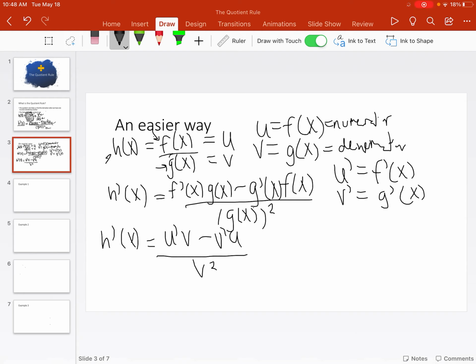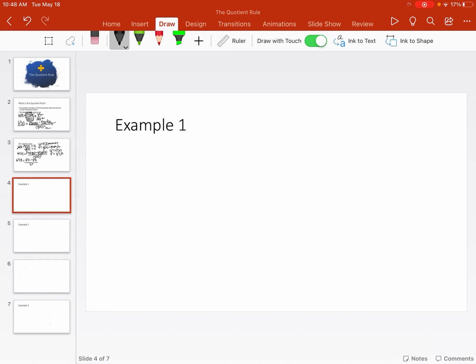It's neater in your head. It's got a nice ring to it. If you read this out, you got u prime v minus v prime u divided by v squared. That's got a better ring to it than f prime of x times g prime of x minus, and so on. That's much longer, and it takes up more space in your head. So keep that in mind. Get comfortable with it. So let's move on to an example because now we've seen the quotient rule, but we haven't seen it in action. So let's see it in action.